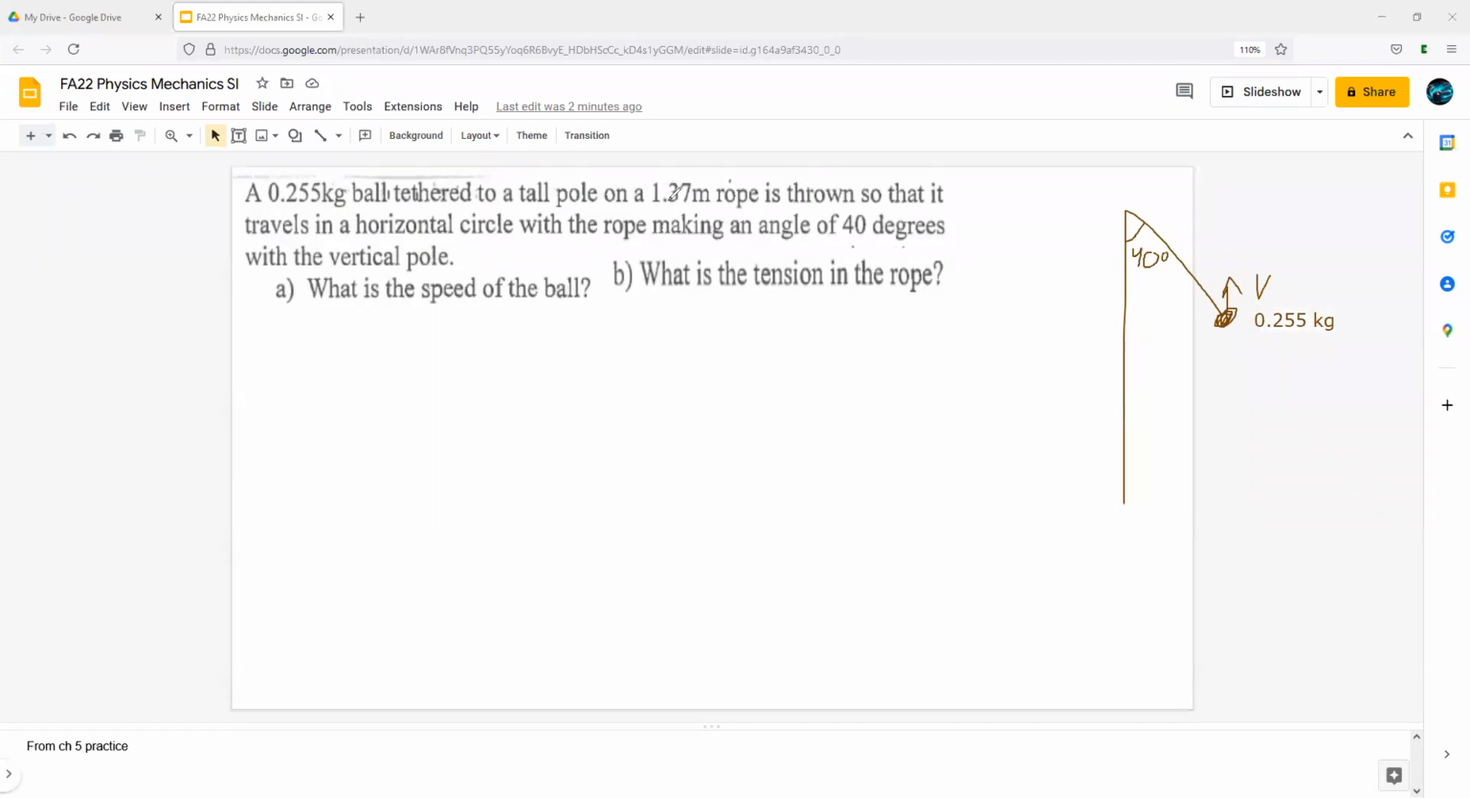And then the rope itself here, I'll put equals in. Rope itself has a length too. And that length is 1.37. Cool. So then it's asking us what's the speed of the ball and what's the tension in the rope.